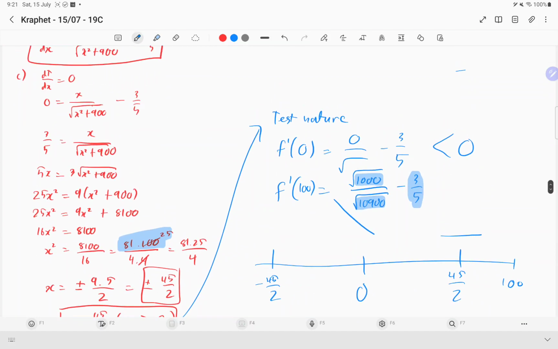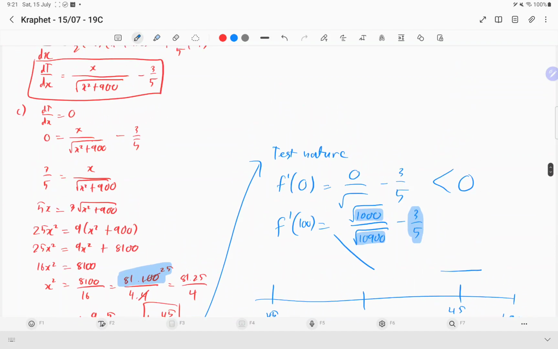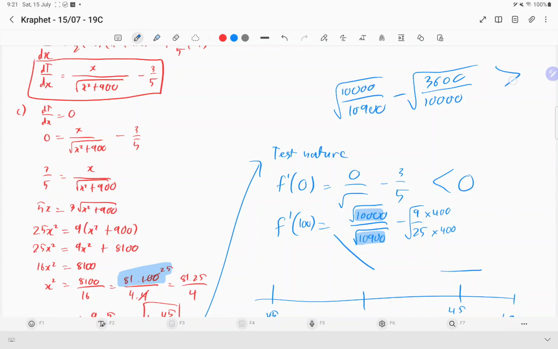Because if you change 3 over 5 into the square root of that, it would be 9 over 25. Right? If you make the bottom into 10,000, you times by, I think, 400. Times the top and bottom by 400, the top would be 3,600. So this will be 10,000. So 3,600 over 10,000, and square root of that, when you're subtracting by square root of 10,000 over 10,900, it's going to be more than 0.